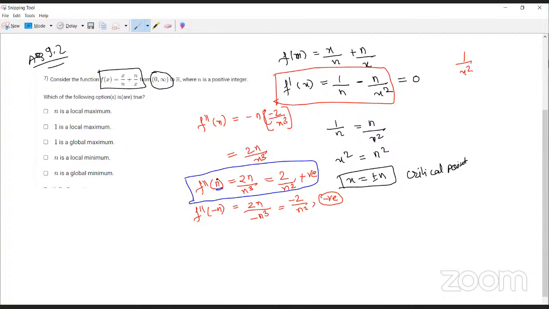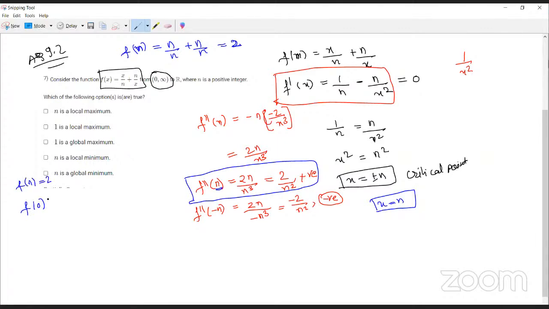So here, at x equals n, I am getting my local minimum point, right? So what will be the value of that particular f of x at x equals n? n by n plus n by n, that is 2, right? So I am getting f of n equals 2. Now put this boundary condition into that particular function.